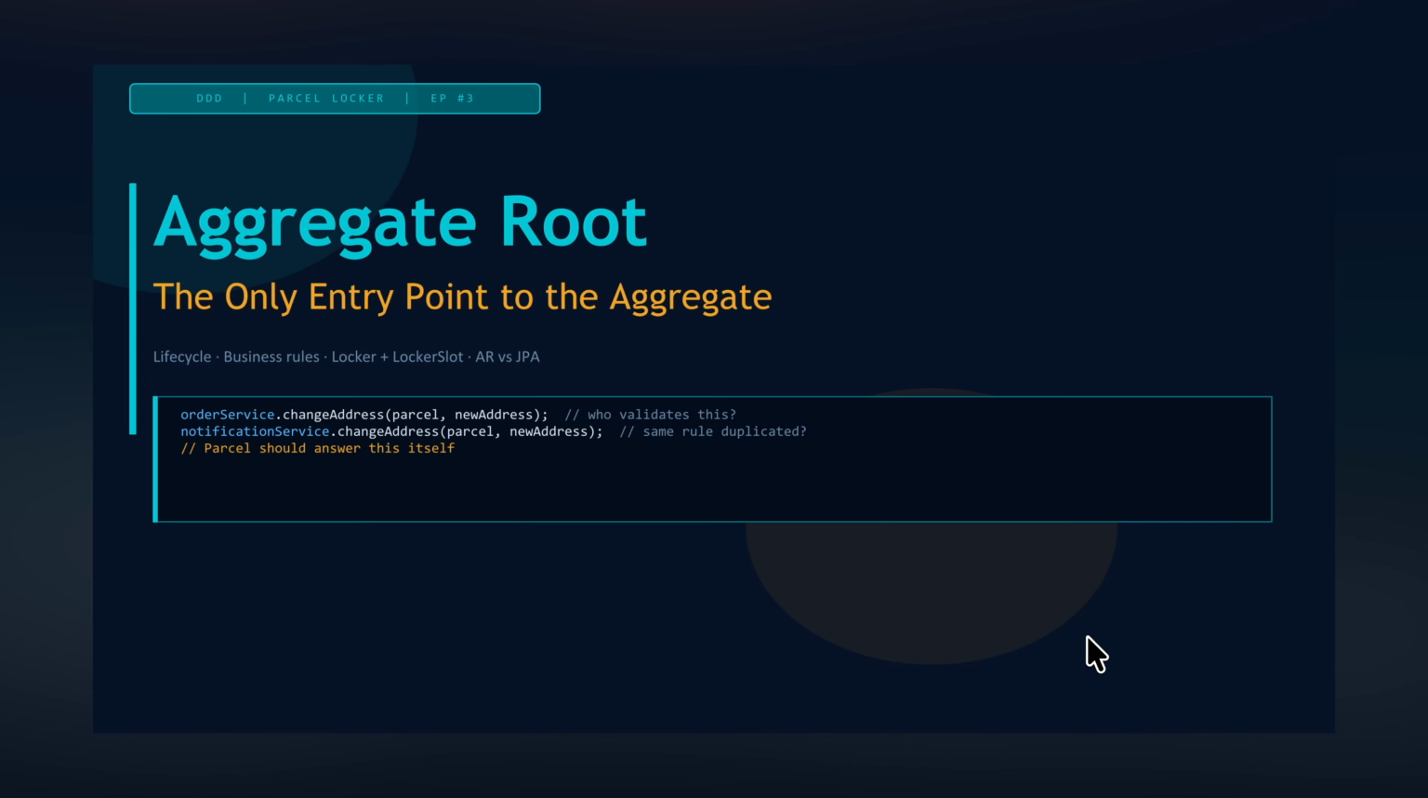Last episode we built value objects: package size, package weight, local address. The compiler now stops you from swapping weight and width. That was the point. But we left something unfinished.